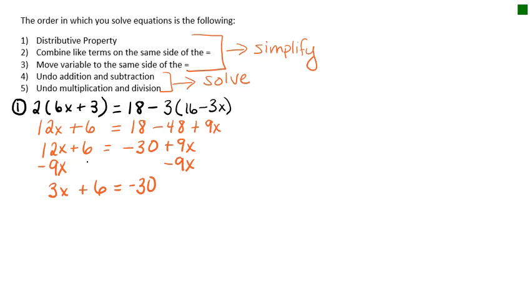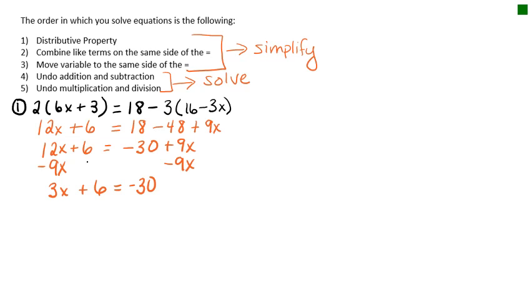Again, I'm simplifying the equation to get a two-step. Keep in mind, you probably won't have distributive property in every question. You probably won't have like terms in every equation or moving variables, but I'm going to go in that order every time. But those steps 1 through 3, the whole point of those is to simplify my equation.